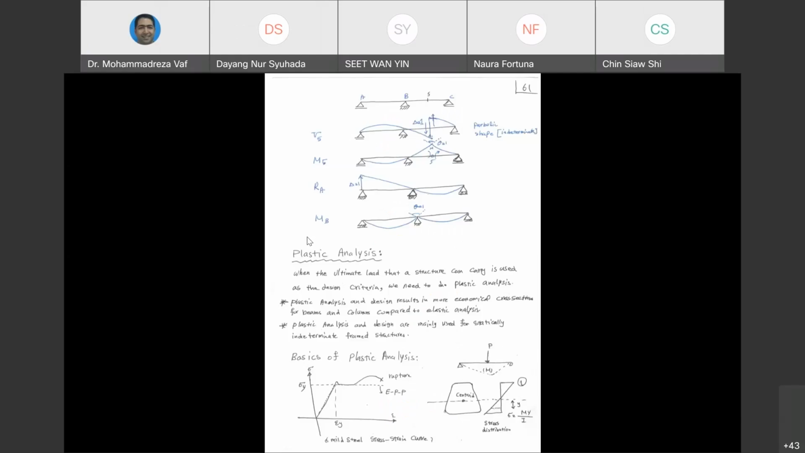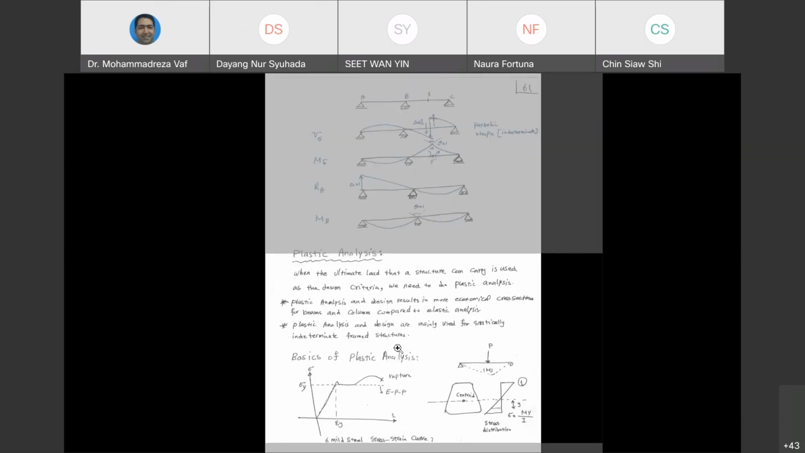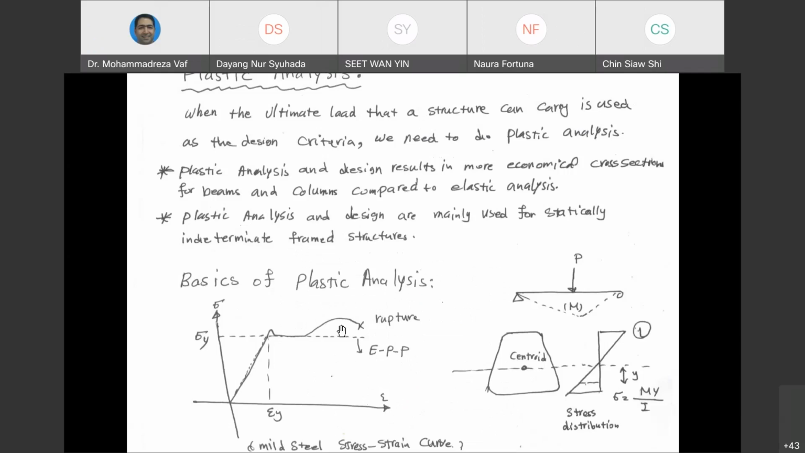And in the recorded video, I mentioned that plastic analysis is very important for you to learn very well, because some of the subjects you learn after this are going to be based on plastic analysis. If you have a steel rod and you go to the lab and do a tensile strength test, what you are going to see from your test is most probably similar to this here for mild steel.